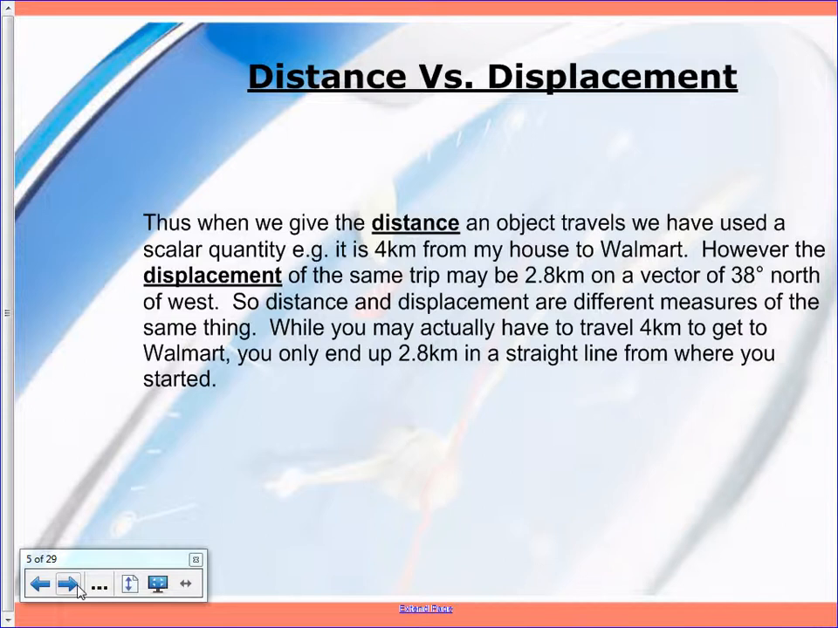All right, so if we give the distance an object travels, distance is scalar. All right. So let's say it's 4 kilometers from my house to Walmart. That's a scalar description of how far it is from my house to Walmart. Okay. However, the displacement for the same trip is different. Why is it different? Well, I have the map here.